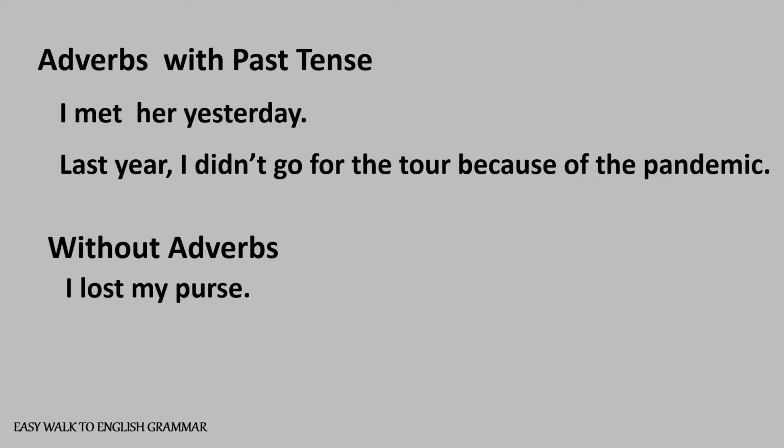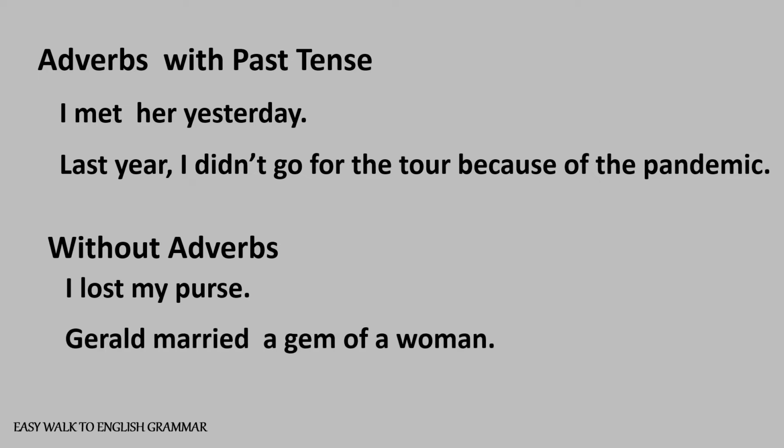The second sentence, Gerald married a gem of a woman. Here in this sentence, if we observe, we can understand that the importance of this sentence is to tell that this particular person, Gerald, married a perfect woman, a woman with lots of qualities. It's not necessary to mention the time at which Gerald married this woman. That's not needed.